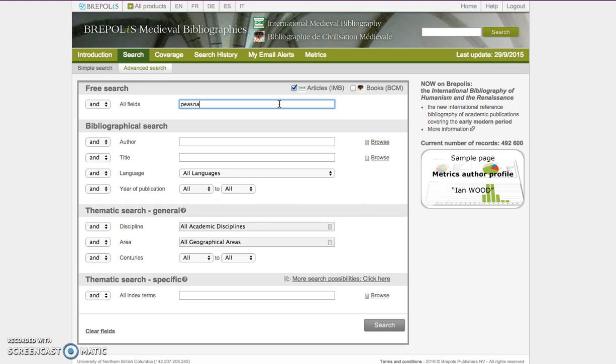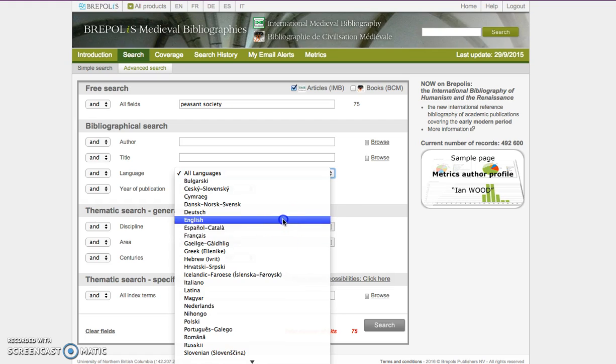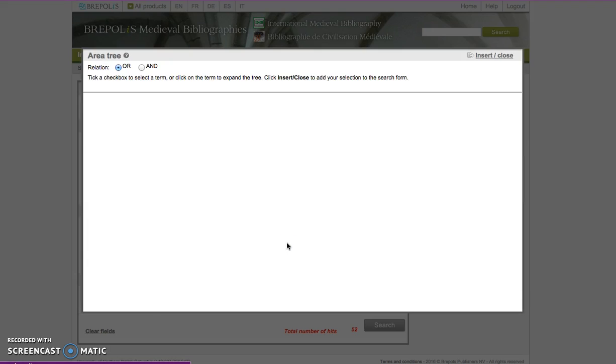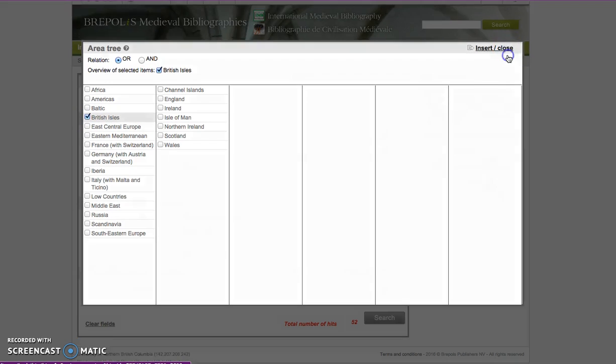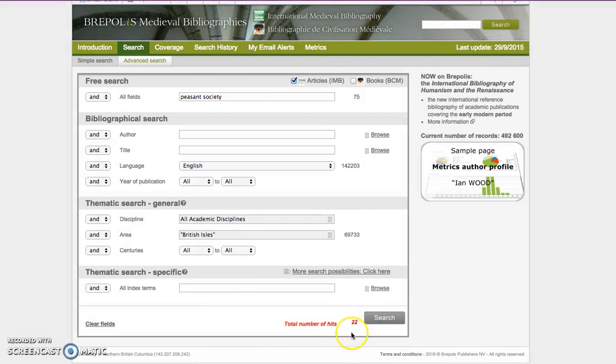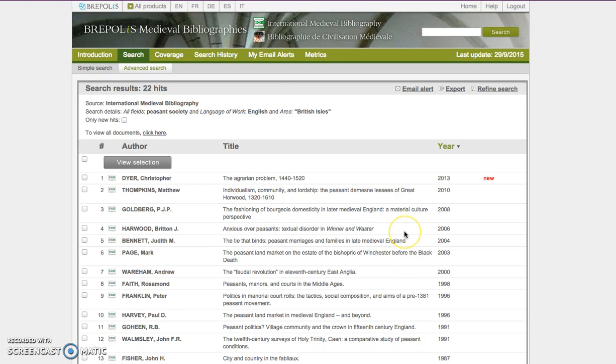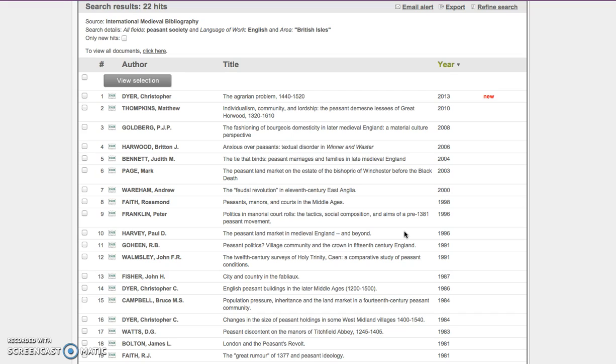So if I type in peasant society again, and then limit the language to English, the geographical area, you'll see here that you can choose specific areas, or you can click on that area and it allows you to choose particular aspects of that broader area. But for my purpose, I'm just going to choose the British Isles, and then you'll note here that that has narrowed my hits down to 22. So this is another way that I can limit the sources, and it gives me a bit more focused way of searching for particular things that I'm interested in.